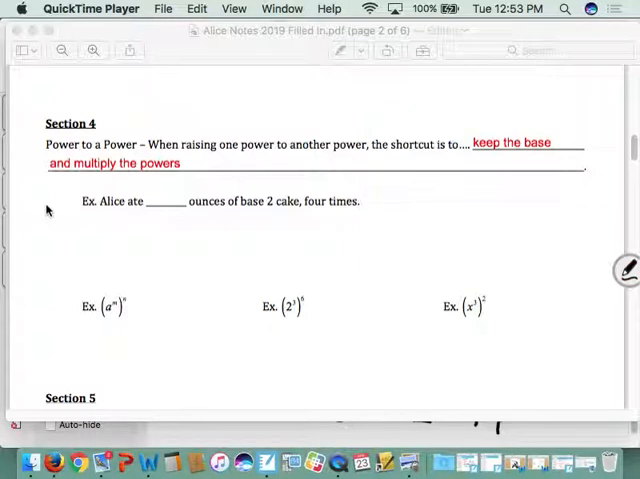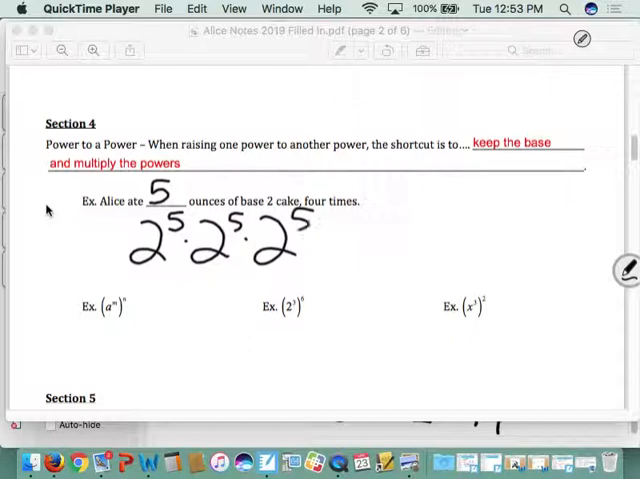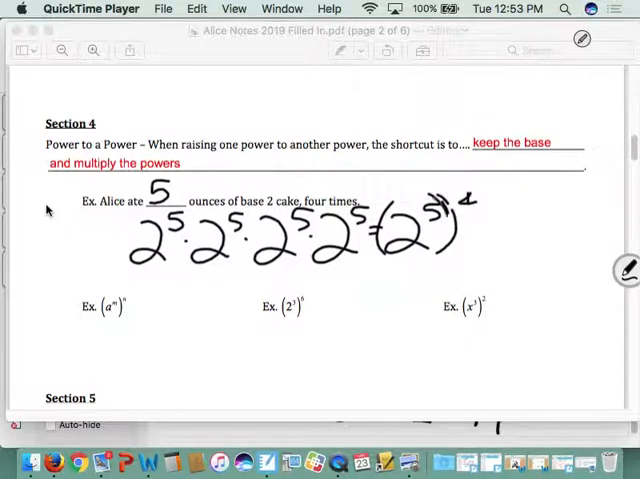Where Alice is eating a certain number of ounces of cake at each meal. So for example, we could have that Alice is eating 5 ounces of base 2 cake for 4 meals, which would be the same as 2 to the 5th times 2 to the 5th times 2 to the 5th. So 4 times, and we can rewrite that as 2 to the 5th to the 4th.